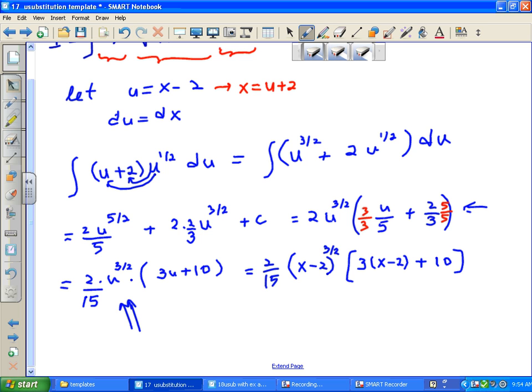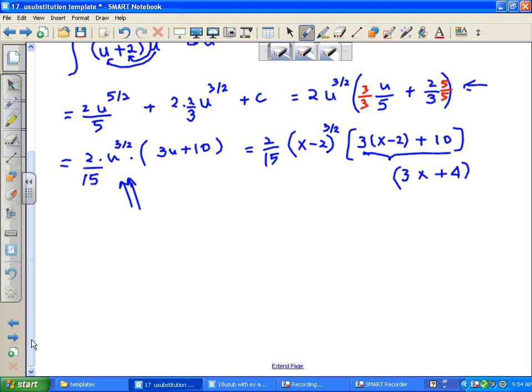It looks like there's one last thing that we could do here. And what do you think that is? Distribute what's inside the brackets and simplify as one expression. If you simplify all of that, what do you get? 3x, then you have minus 6 plus 10, which is plus 4. So I could leave my final answer as, and I promise this is the final, we're not simplifying this any further, 2 over 15 times (x minus 2) to the 3/2 times the quantity 3x plus 4.